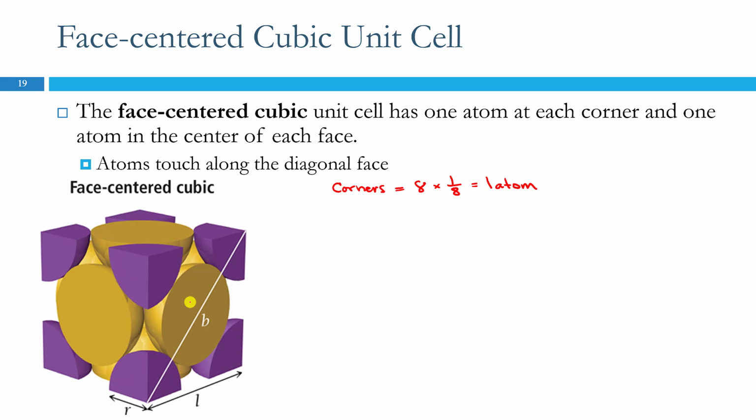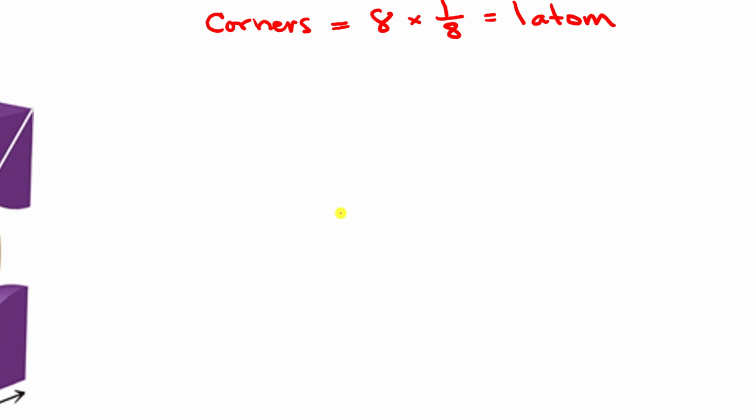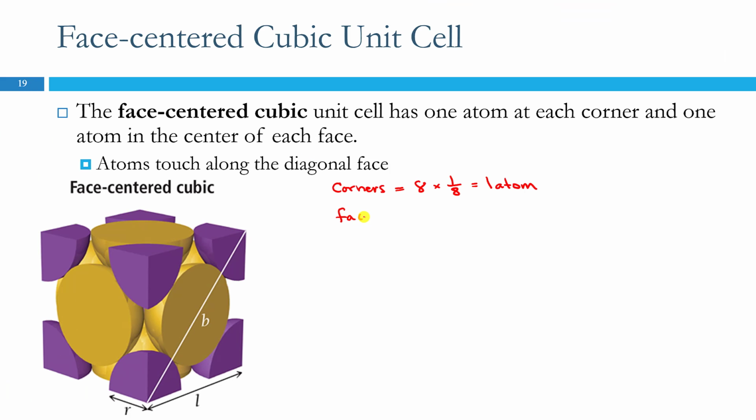So there are 6 sides to a cube, and each side has half an atom in it. For the face atoms, we have 6 faces times 1/2 atom per face, which is a total of 3 atoms. And so in the face-centered cubic unit cell, we have a total of 4 atoms. The face-centered cubic unit cell actually represents the highest packing efficiency of the cubic unit cells that we're looking at.